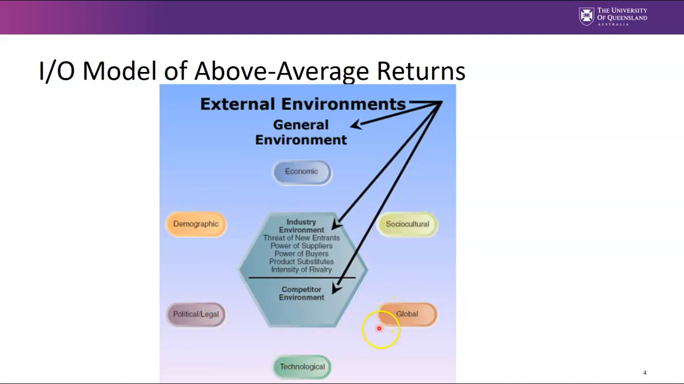So the global environment, that's a really big one for us right now. The political environment, that's also a really big one for us right now, as is the economics. The demographics, that's really not playing too much of a part for us at the moment. Sociocultural, that hasn't really changed. Technology is more or less the same. So it's really these three that are affecting us the most at the moment, because of COVID.